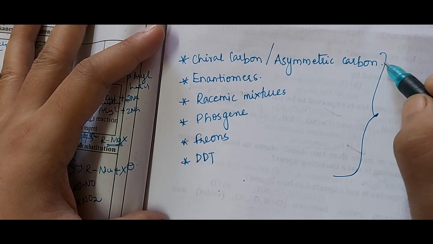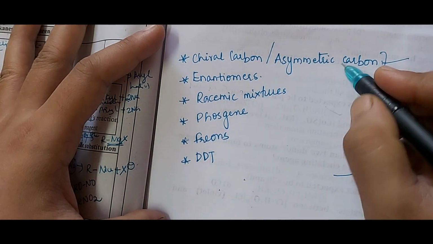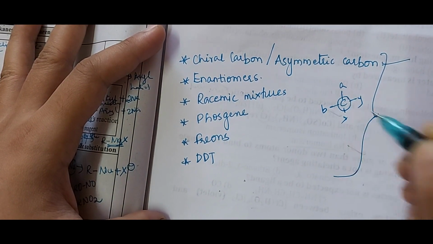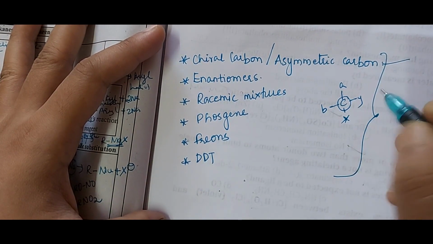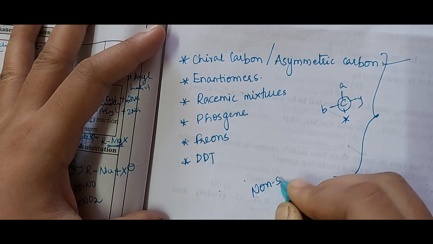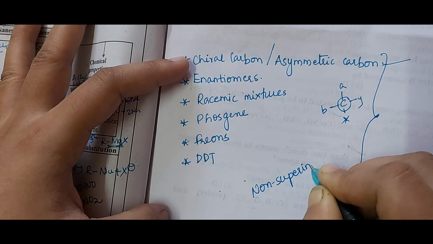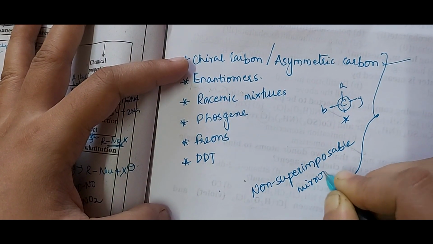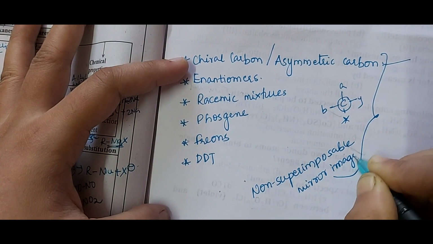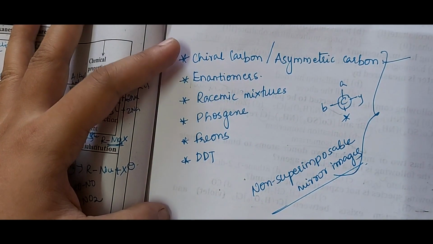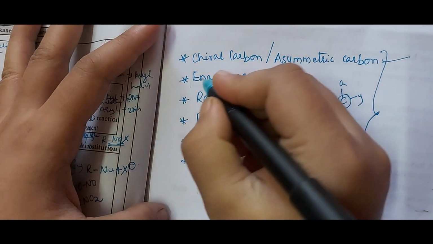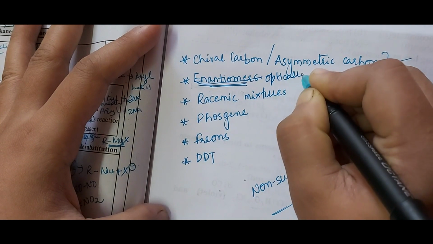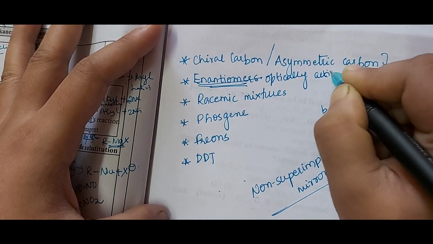So here, chiral or asymmetric carbon is a carbon bonded to 4 different groups or atoms, and we call it as chiral or asymmetric carbon. And the property of forming non-superimposable mirror images, we call it as chirality. Next we will go with enantiomer. So enantiomers, we consider them to be optically active. So enantiomers are optically active isomers which form non-superimposable mirror images.